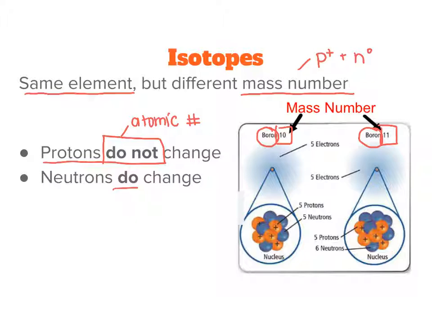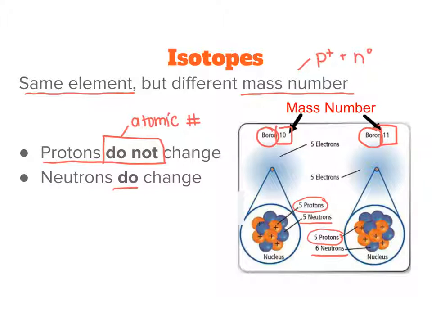So again, if we look at our diagram, boron 10 has 5 protons, and boron 11 has 5 protons. Boron 10 has 5 neutrons, but boron 11 has 6 neutrons. It has 1 more, which is why the mass is 1 more.